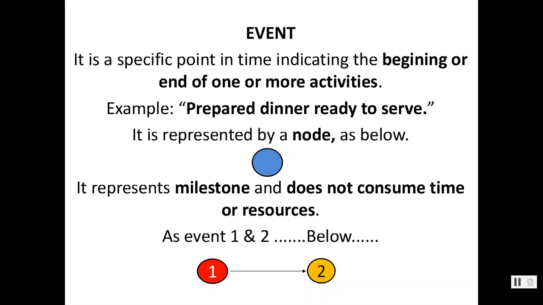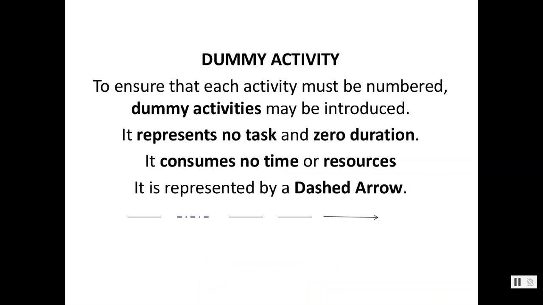In the diagram, events are serially numbered 1, 2, 3, 4, and 5. An event does not consume time or any other resources, as we discussed in the example. If we give another example, a constructed wall: the wall is constructed, it is ready. No work is further required to be done over there. So it will not consume any time or resource. So that is an event.